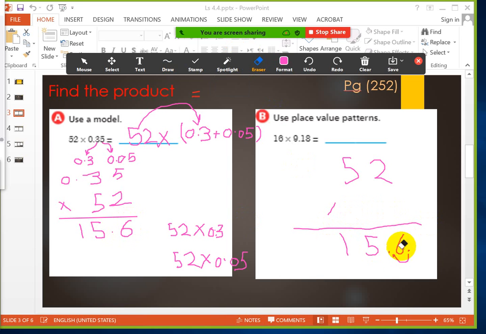Let's multiply the second answer. Now I want to multiply 52 with 0.05. I want you to focus also with me. 5 multiply 2 equals 10. So I will put 0 here and 1 above the 10. 5 multiply 5 equals 25. 25 plus 1 equals 26. So I put 26 here.